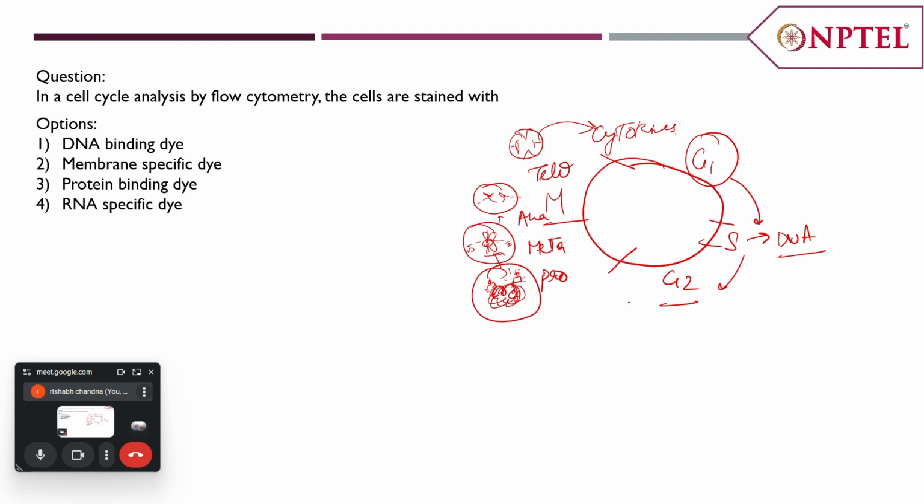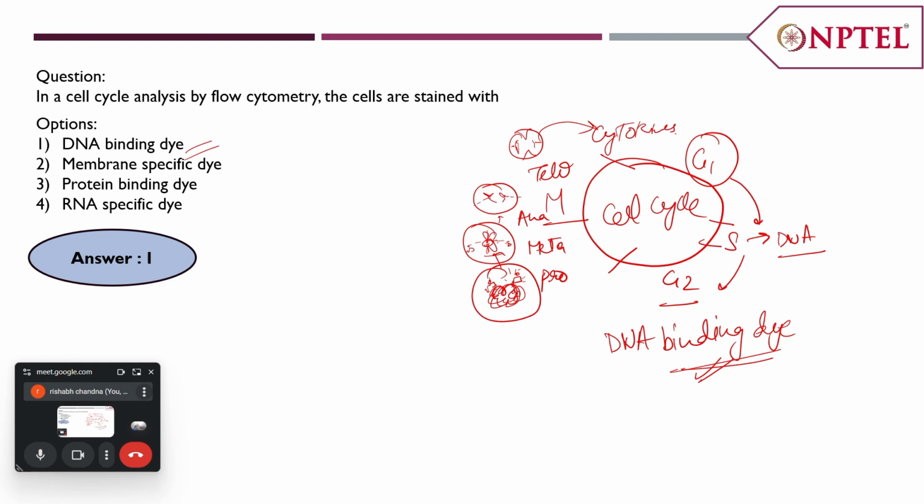So now, what will happen if we have to study these particular phases using cell cytometry or flow cytometry? What will we use? Because this is majorly involving the DNA. Okay, so here the DNA binding type would be preferable. Okay, so the correct answer would be option number one, the DNA binding type, for the usage of cell cycle analysis using flow cytometry. Okay, so let's move on to the next question.